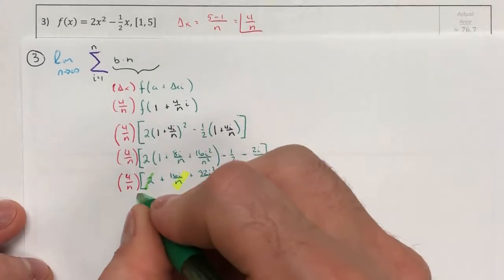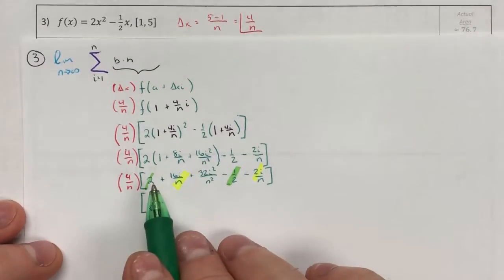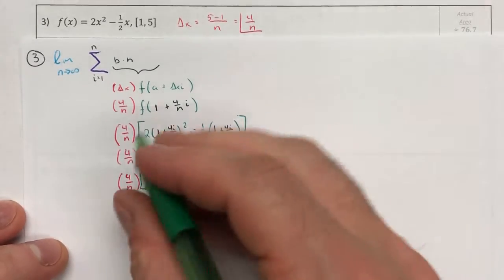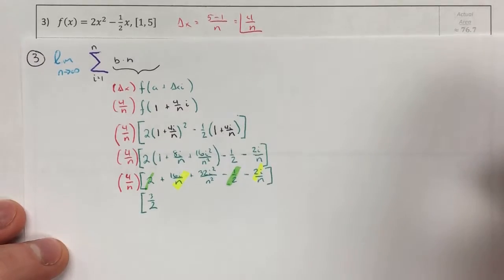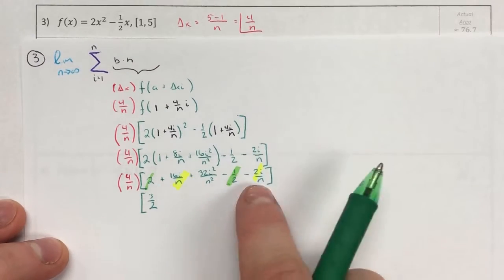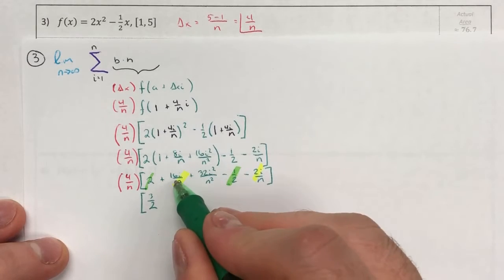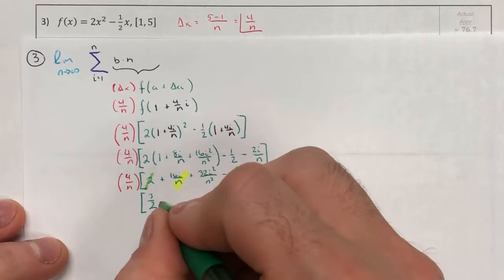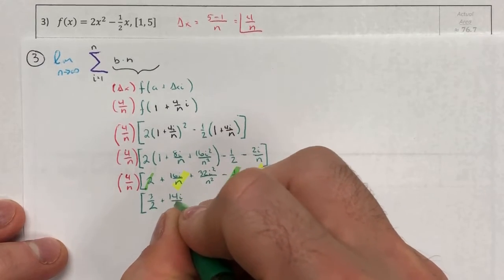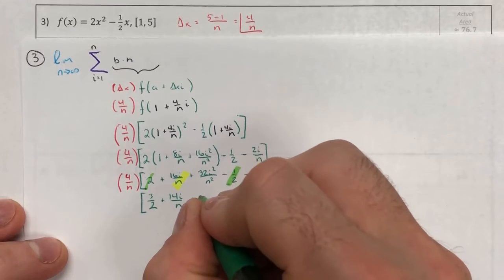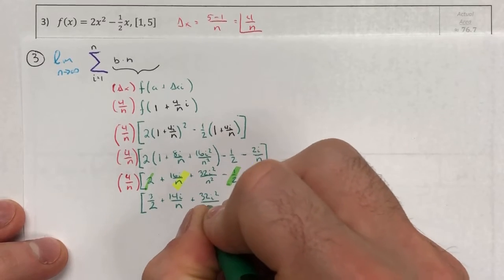Cool. So let's see. So 2 minus 1/2 is going to be 3/2. Then I'm going to combine those. So 16i over n minus 2i over n is 14i over n. And then I have this 32i squared over n squared.